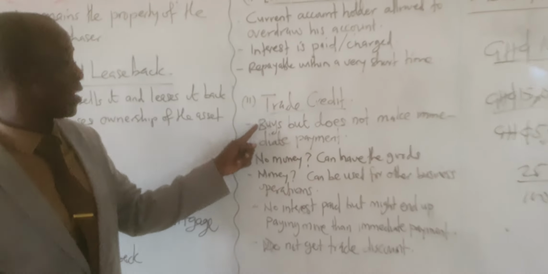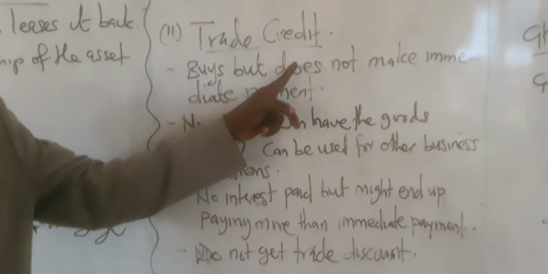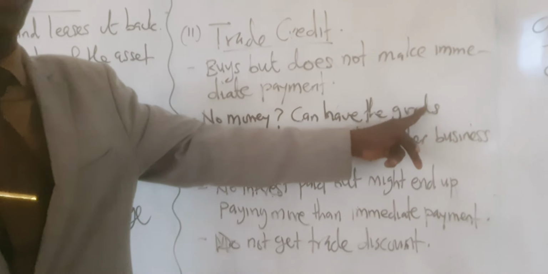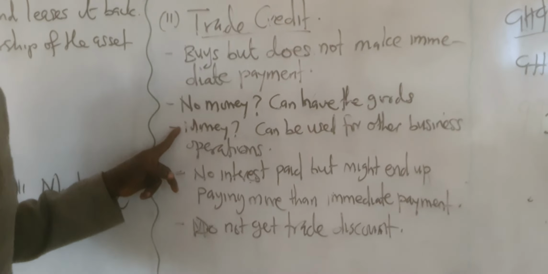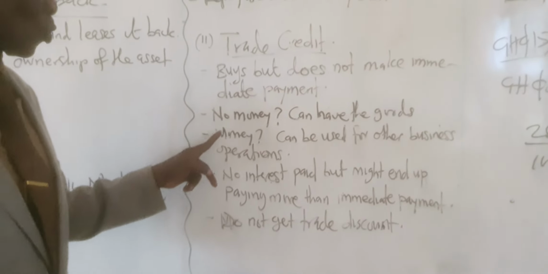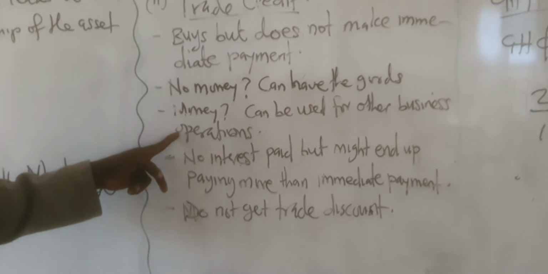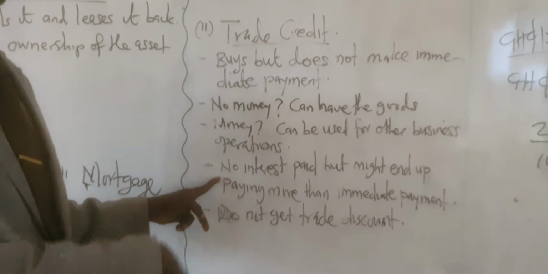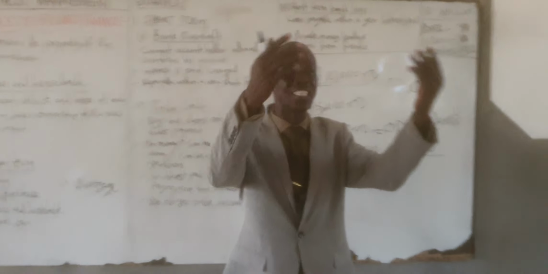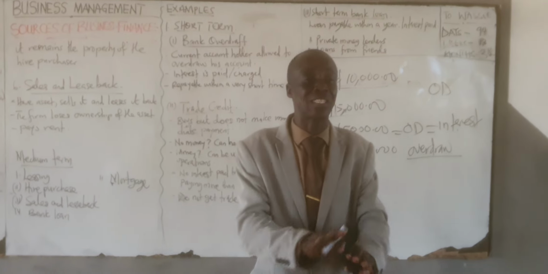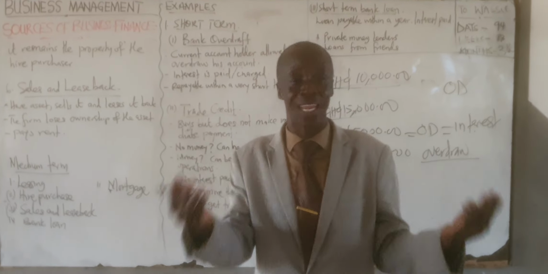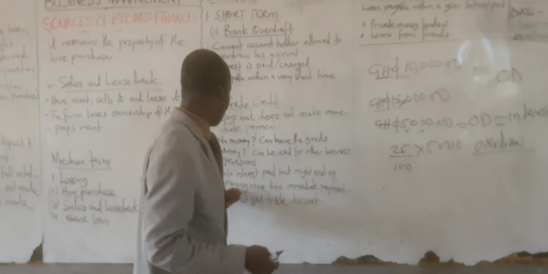So I said for trade credit, the person buys the goods but does not make immediate payment. And I said, if you don't have money, you can acquire the goods, you can have the goods. But if you have the money and you still want to pay in future, then it means you can use that money for other business operations, and that is why it becomes a source of finance. No interest, unlike loans and then overdraft. Here you don't pay interest, but know that depending on the person, the nature of inflation in the country, whatever, you may not get it at the normal price. If somebody was buying something at, let's say, 5 Ghana cedis each, they may give it to you at 5 Ghana cedis 50 pesewas, 6 Ghana cedis, depending on the period. So that is for that one.